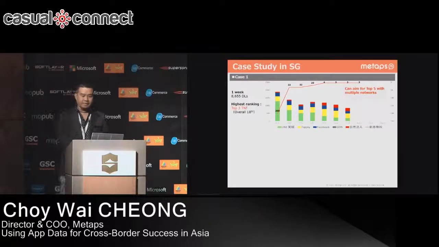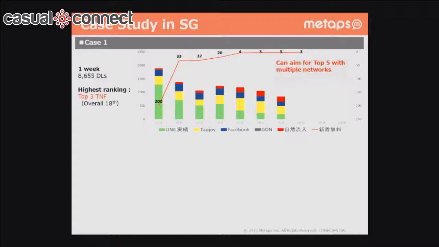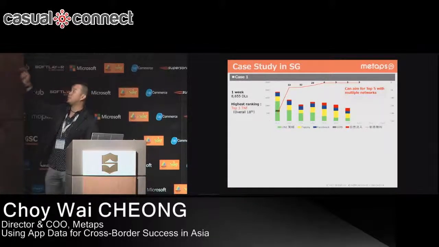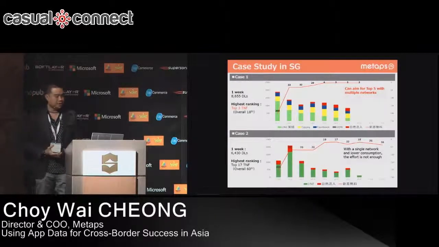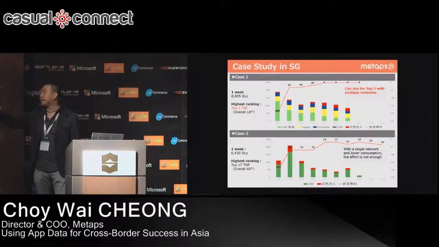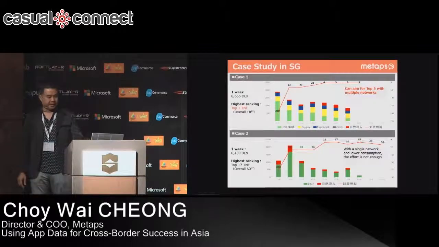So one case study in Singapore, I'll talk just about Singapore, but we have a lot from other countries as well. You can see in case 1, just within a week, they have just over 8,600 downloads consumed in multiple channels, incentivized and non-incentivized. And the app actually went up to top 5 and stayed there for a while. Compared to case 2, not too big a difference in terms of the downloads. So they had a boost, but just on one single channel, and the highest they went up was only about top 17 in top new free.